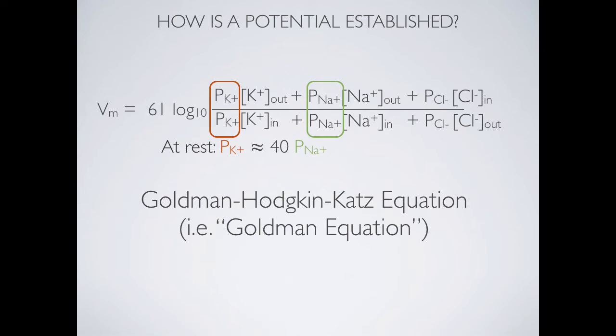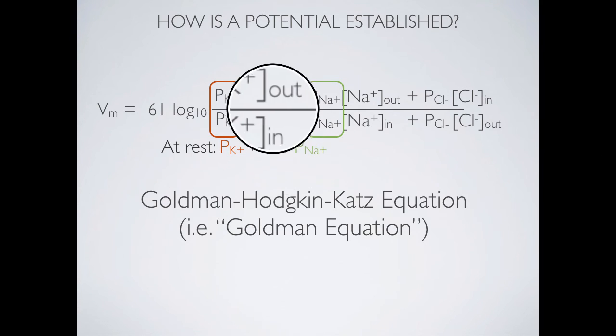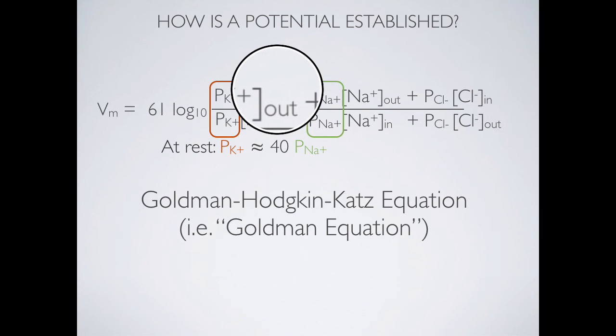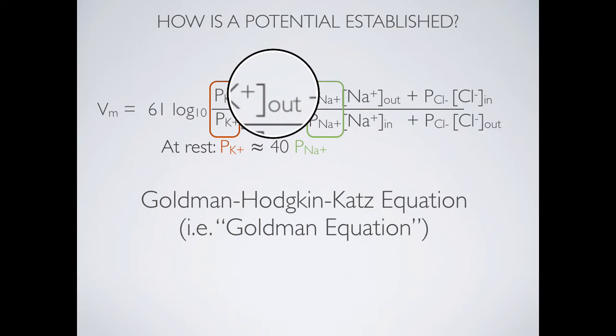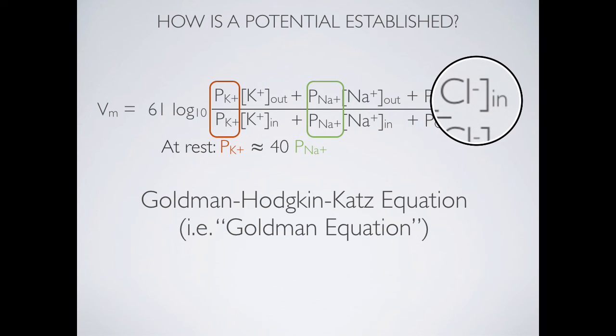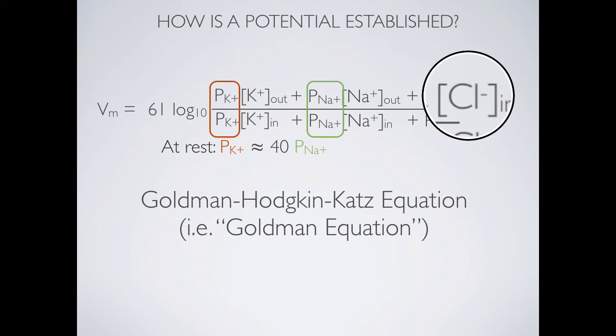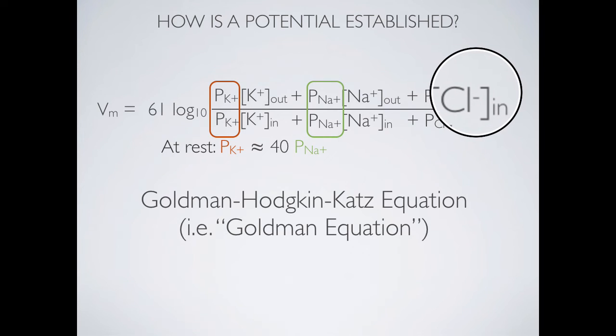I have a question. Yeah, question. Why is the Cl on top in and then it's out on the bottom? That's an excellent question. The question is, why is it that we've got this convention where for potassium the outside concentration is on the numerator, whereas when you look over at chloride, it's the interior concentration that goes on the numerator? Anybody know why that is?